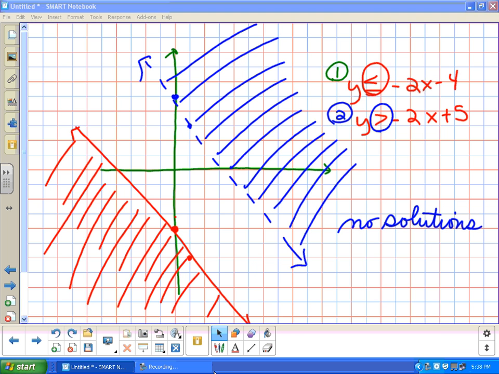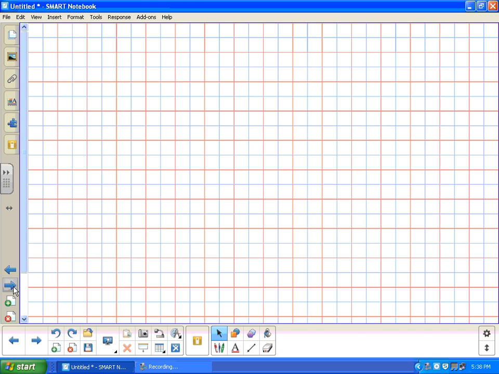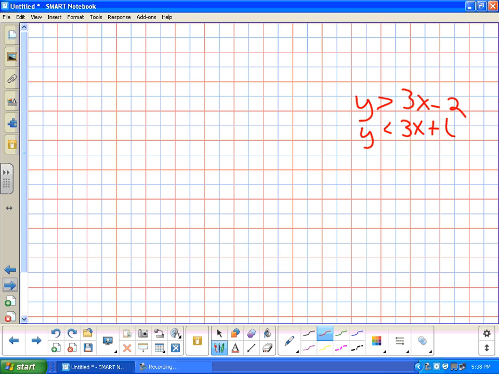Moving along for another example, we're going to graph the two inequalities y greater than 3x minus 2 and y is less than 3x plus 6. Now if you're paying attention, you'll notice that these will be parallel lines as well because they have the same slope. Let's see what the solution set for this set of lines is.